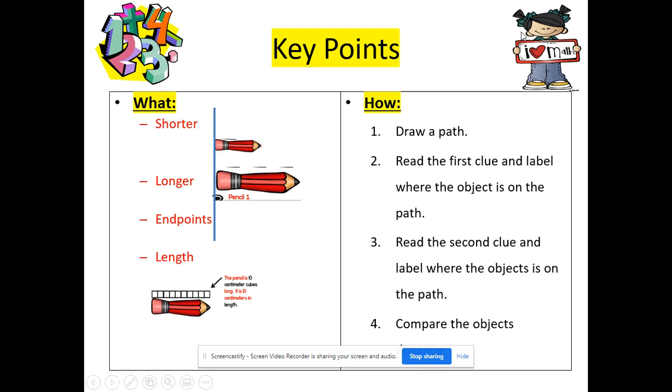How are we going to be successful? Well, first we're going to draw a path. Second, we're going to read the first clue and label where the object is on the path. Third, we're going to read the second clue and label where the object is on the path. And then finally, we're just going to compare the objects.